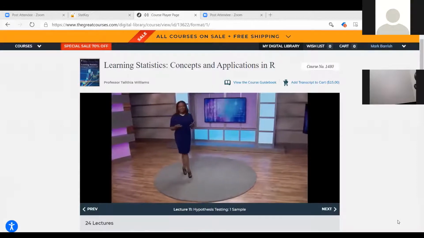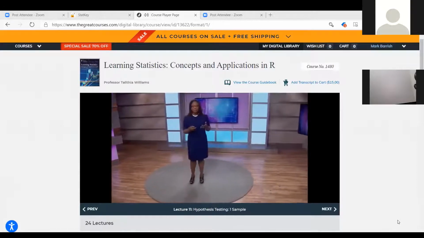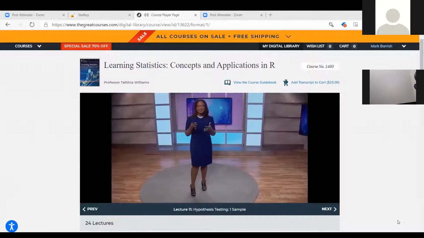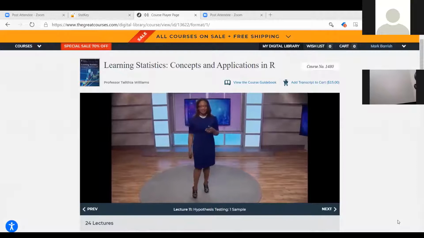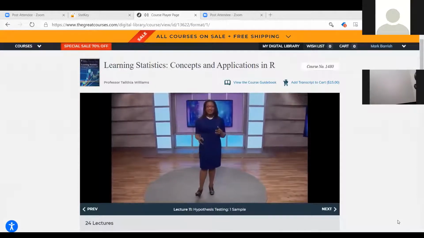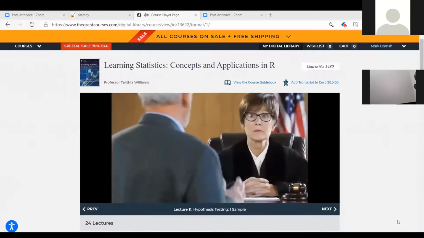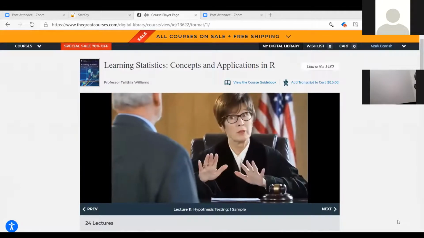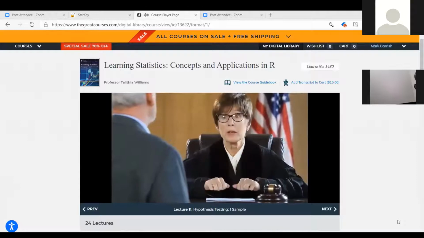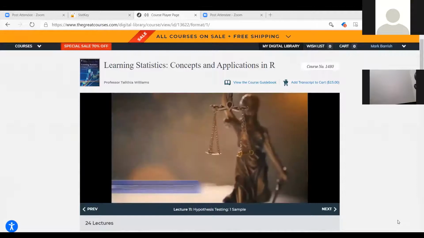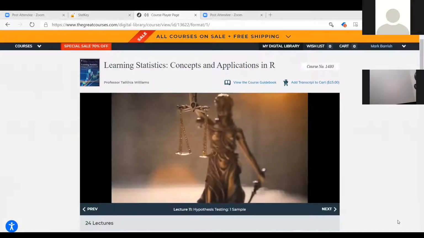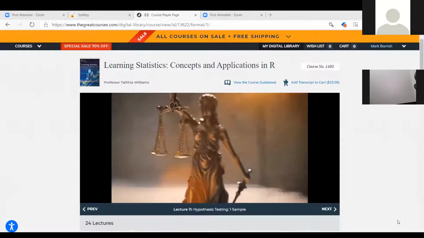Now, the null hypothesis is assumed to be true, and we have to provide the statistical evidence needed to reject it, right, in favor of the alternative hypothesis. Now, if you've ever had jury duty or watched a court case on TV, then you've seen hypothesis testing in action, seriously. So in criminal trials in the United States, the defendant is innocent until proven guilty. So in other words, our initial assumption is that the defendant is innocent.